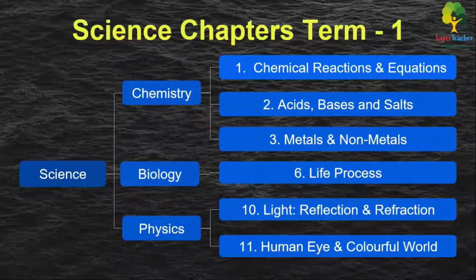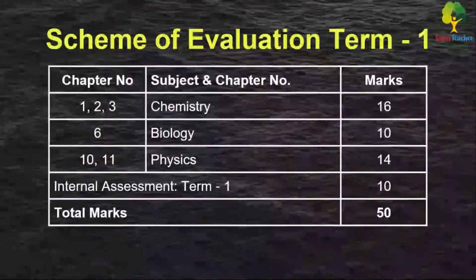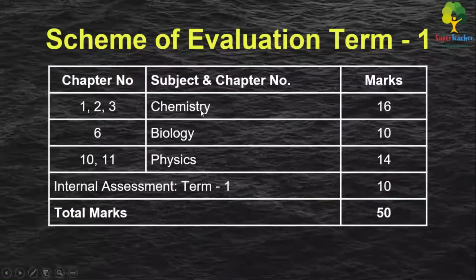Now let's also look at the scheme of evaluation, that is how many marks we are going to expect from each of these chapters. As per the scheme of evaluation given by CBSE, from chemistry, that is from chapters 1, 2 and 3, we are going to get 16 marks, which is huge, I should say. From biology, we'll only have one chapter, which is life processes, and that's why the weightage is only 10 marks from that. From physics, we have chapters 10 and 11. For both these chapters, there are 14 marks which are going to come.